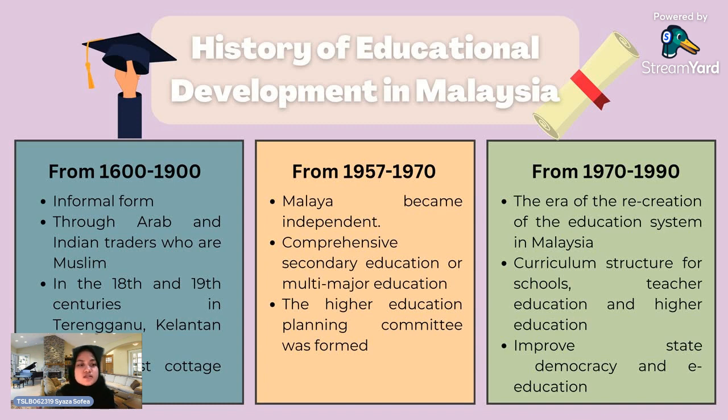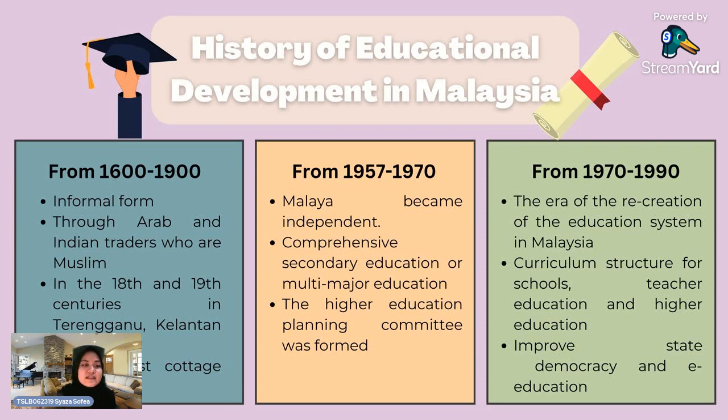So, the history of educational development in Malaysia from 1600 to 1900, it is in the form of informal education. The form and development together with the development of Islam in the 14th century. It is an educational institution called the Quran School. Until before the 20th century, there was still no formal education system and organization.